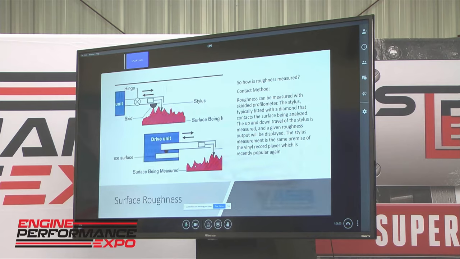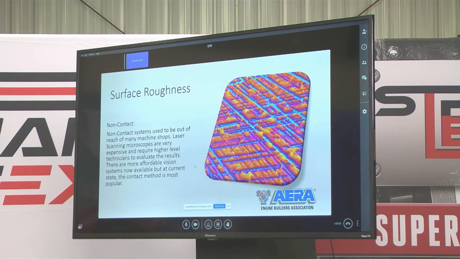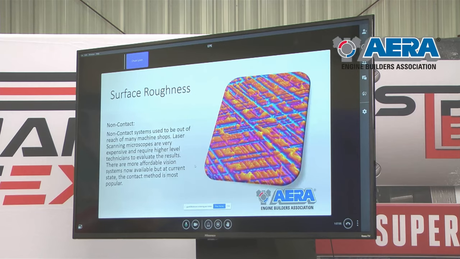Now, non-contact is gaining popularity, but we're still at the point where it's not typically used in the traditional machine shop atmosphere. It has its place more in the lab environment. As you can see, this is definitely a generated image. Laser scanning microscopes are very expensive and require higher level technicians to even evaluate the results. Vision systems are becoming more affordable, and they are making their way into the R&D labs, just not so much in the day-to-day rough and tumble chip making environment.